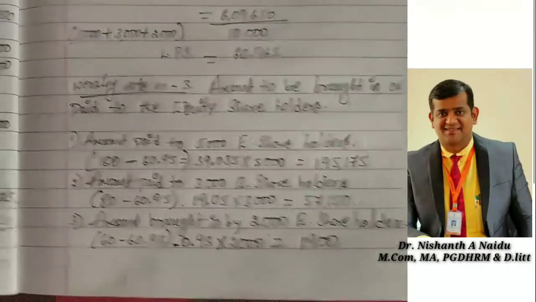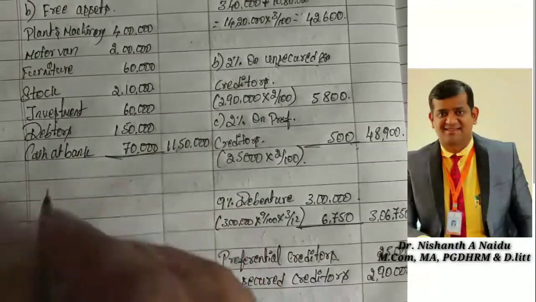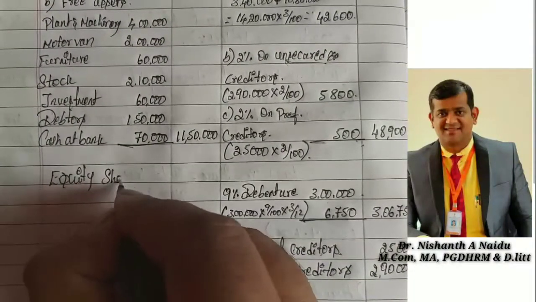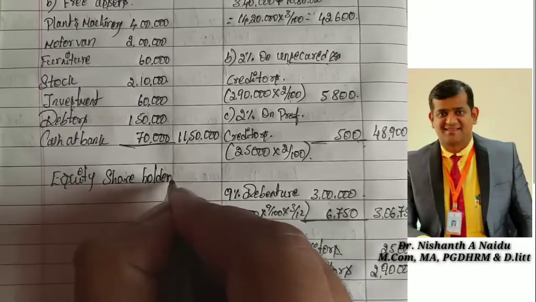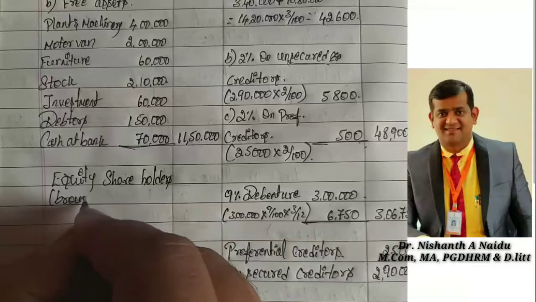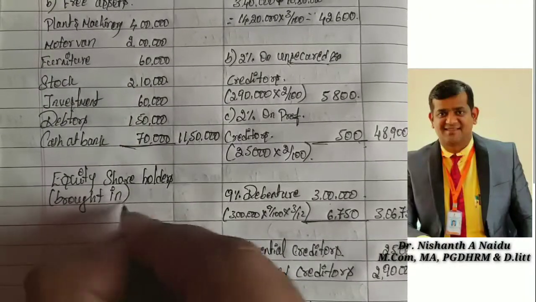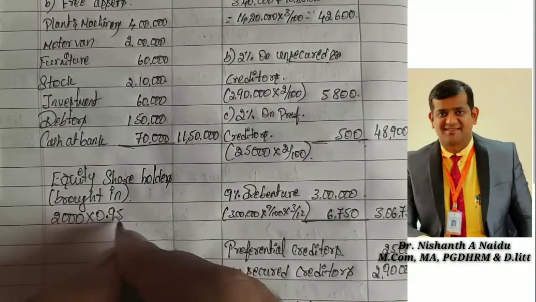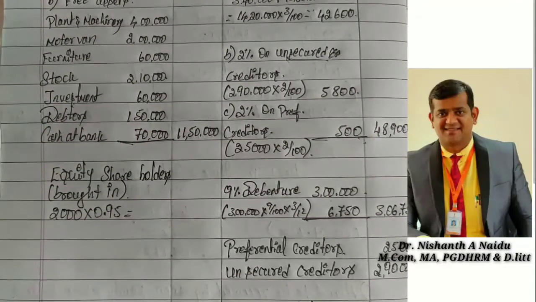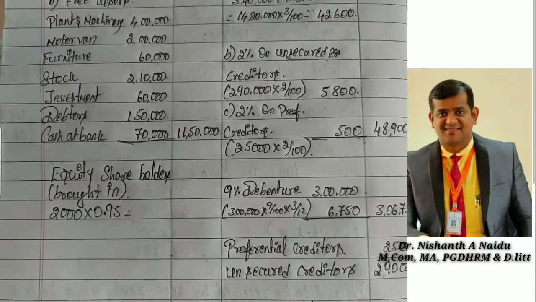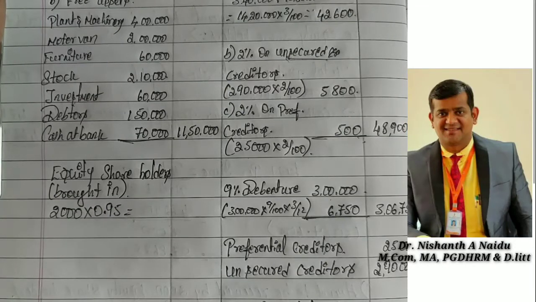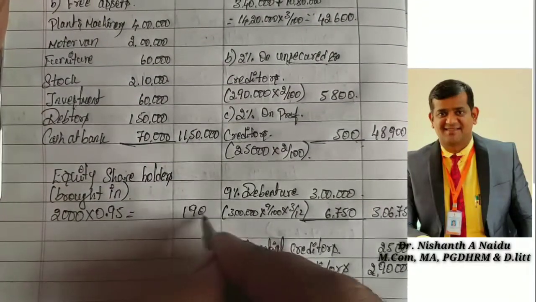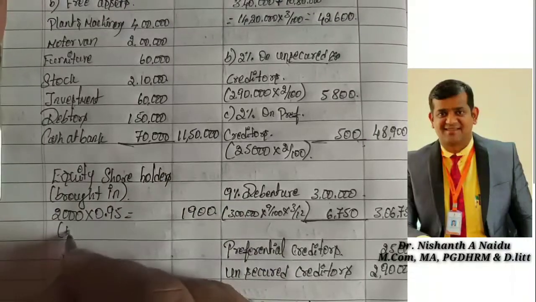they are bringing into the business. So that is equity shareholders brought in. That is paid, it is brought in. Clear? 2,000 shareholders are bringing 0.95 rupees. So that is 2,000 into 0.95, they are bringing in 1,900 rupees. So you can check working note number 3.